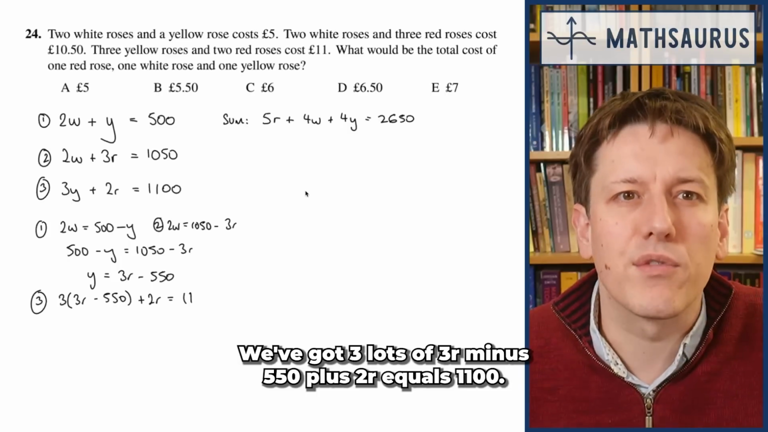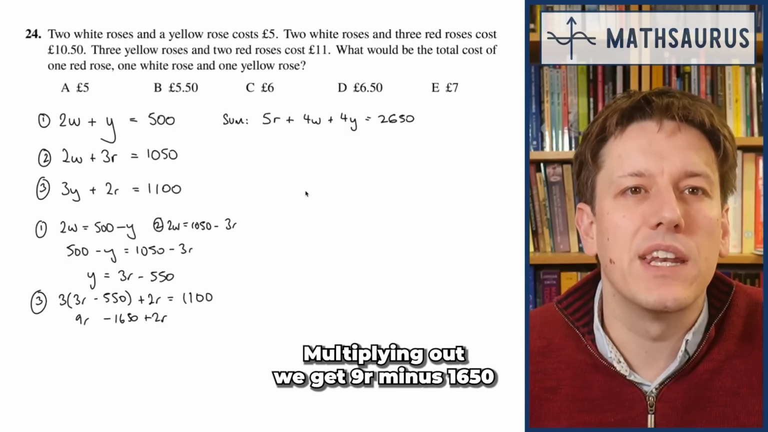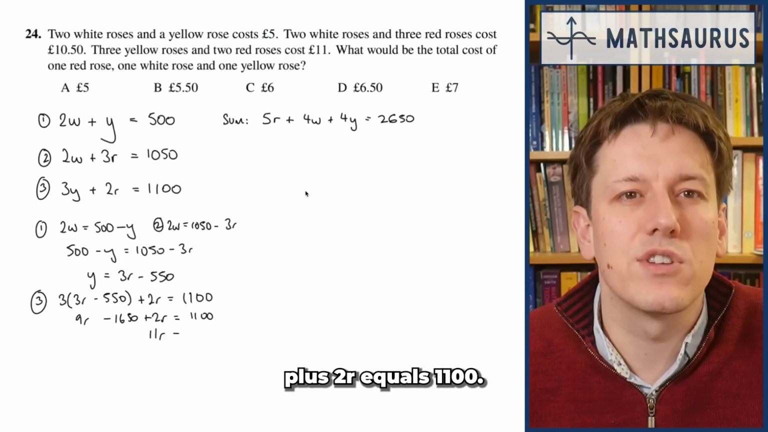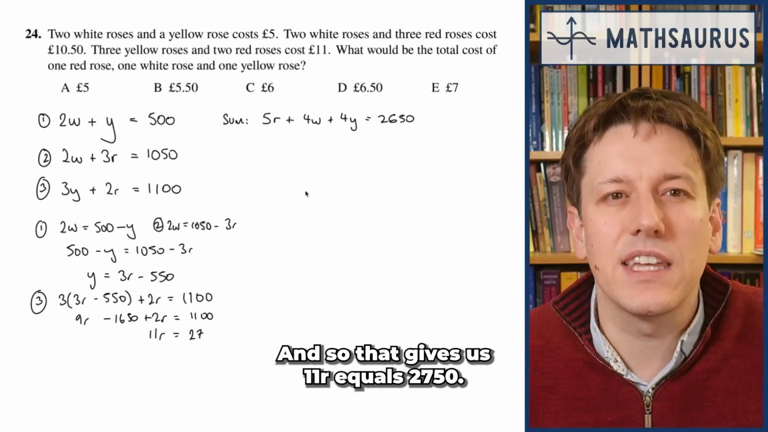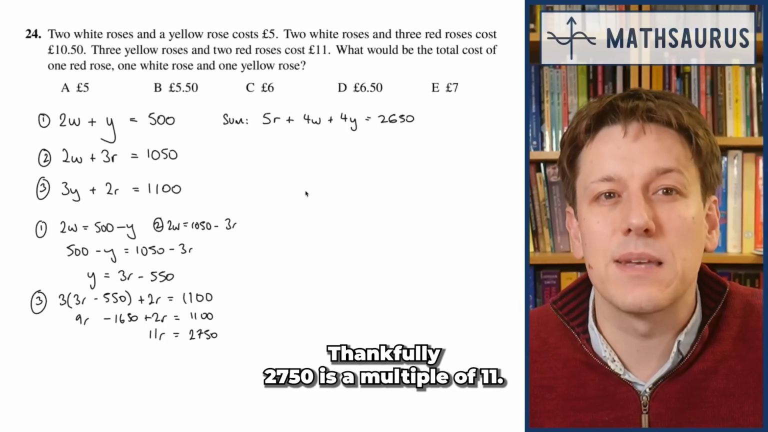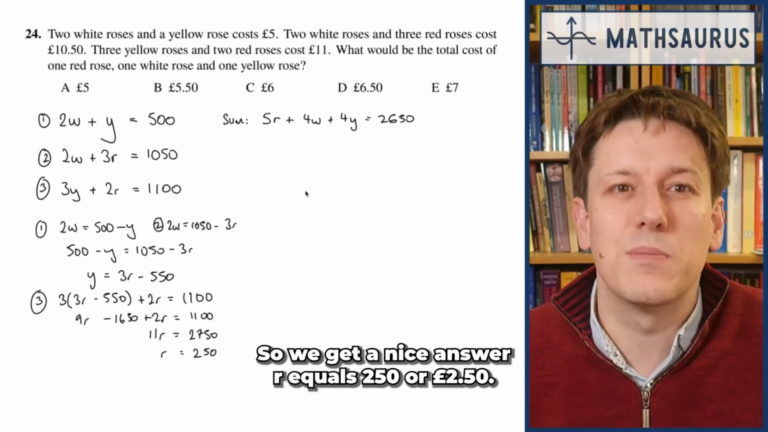We've got 3 lots of 3r minus 550 plus 2r equals 1100. Multiplying out, we get 9r minus 1650 plus 2r equals 1100, and so that gives us 11r equals 2750. Thankfully 2750 is a multiple of 11, so we get a nice answer, r equals 250 or £2.50.